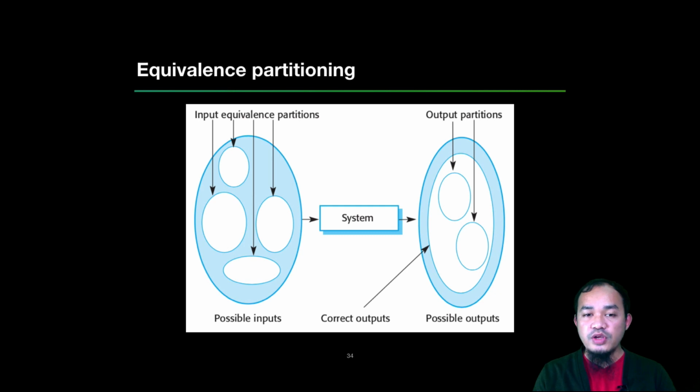How many outputs can be available over there? For example, you have one feature, and then you have test cases 1, 2, 3, 4, 5. Only 2 test cases can give the correct output. This is what we call equivalent partition.